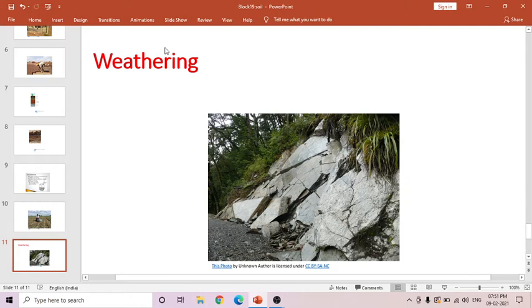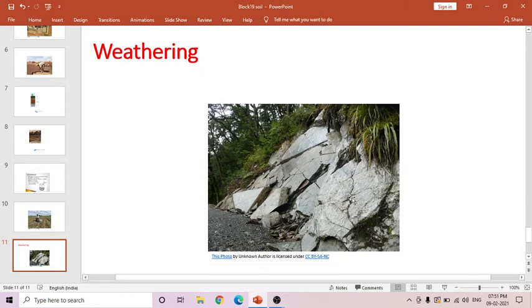Then how do these rocks break down? Because of the sun's heat, these rocks absorb the heat from the sun and they become very hot. And suddenly when they cool, some gaps come in. Continuous heating and cooling makes them get some cracks in between these rocks.